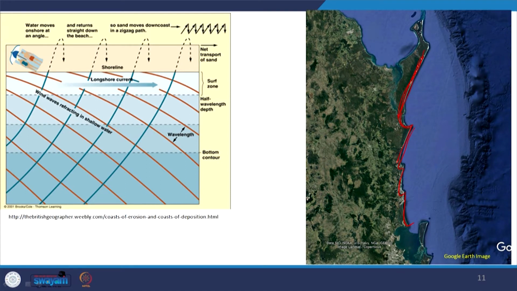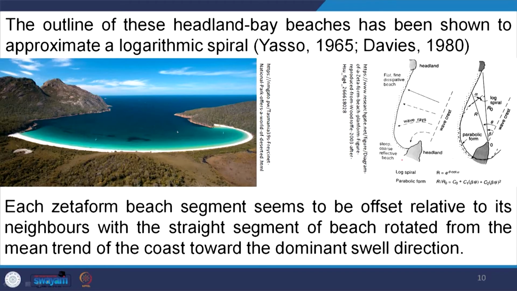Similarly, one straight segment, another curved segment, and as mentioned here, each zeta-form beach segment seems to be offset relative to its neighbors, with the straight segment of beach rotated from the mean trend of this coast towards the dominant swell directions. So, this is the science behind it.